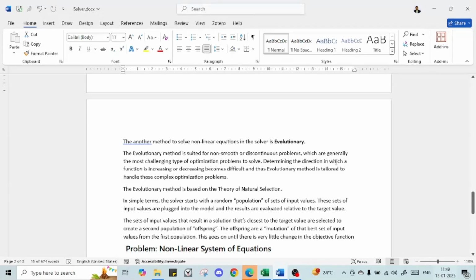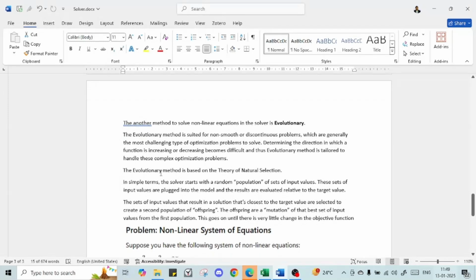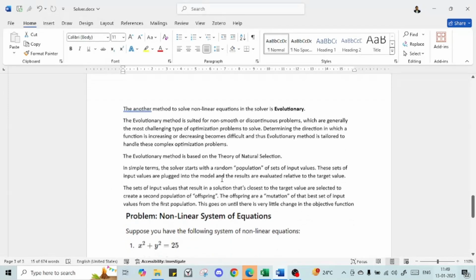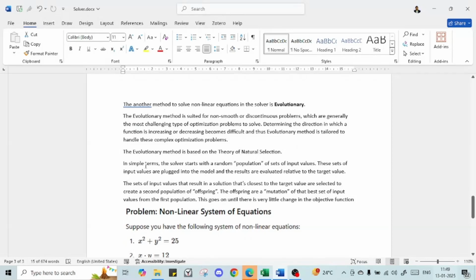Determining the direction in which a function is increasing or decreasing becomes difficult, and thus the evolutionary method is tailored to handle these complex optimization problems. The evolutionary method is based on the theory of natural selection. In simple terms, the solver starts with a random population of sets of input values. These sets of input values are plugged into the model, and the results are evaluated relative to the target value.